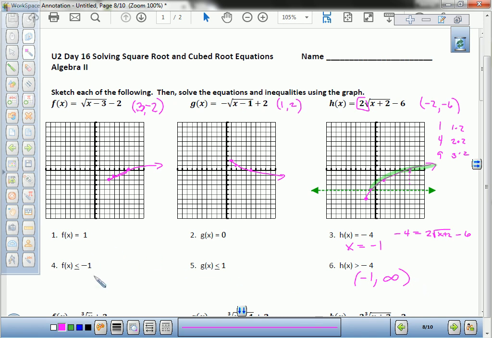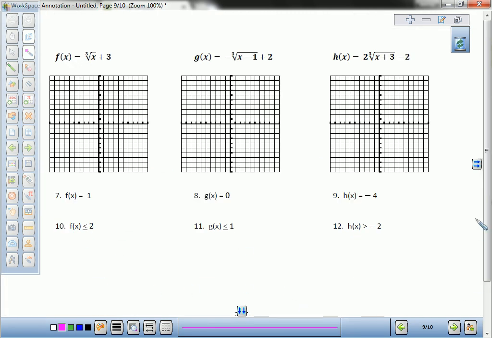Okay, now for homework, I want you to go back and do the same thing for the first two. Alright, let's take a look at the bottom now. Let's go ahead and graph these.